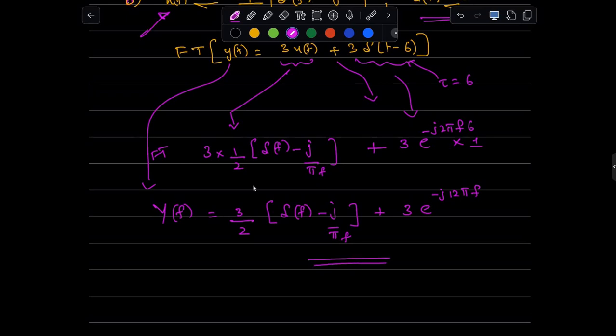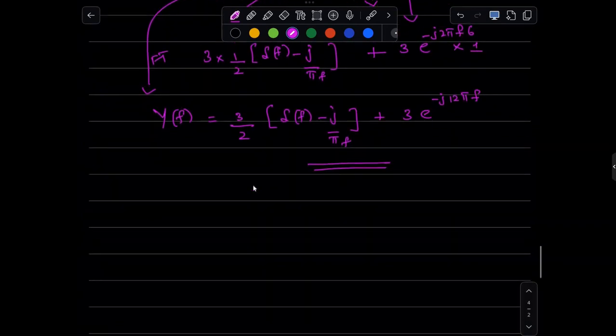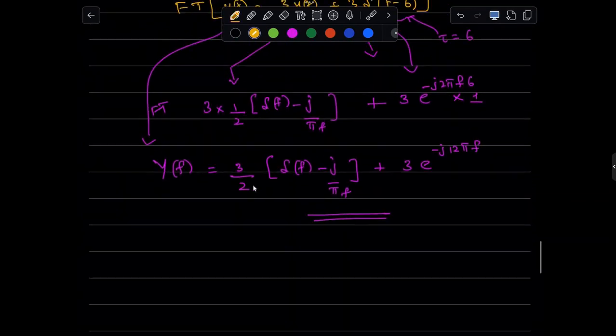If you find any mistake in my solving, please report to me, right? I will do the correction. So that's it.